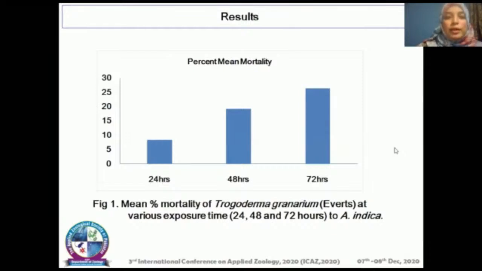According to the results, you can see in figure number 1 the average percent mortality of Trogoderma granarium by applying different concentrations of neem leaf extract and different exposure times, that are 24, 48, and 72 hours. The acetone extract of neem leaf shows that the mean mortality of the test insect increases by increasing the concentration and the exposure time. Maximum mortality was observed after 72 hours, and after 48 hours you can see 19.20%, and after 24 hours you can see an 8.42% mortality rate. Minimum mortality was found after 24 hours.